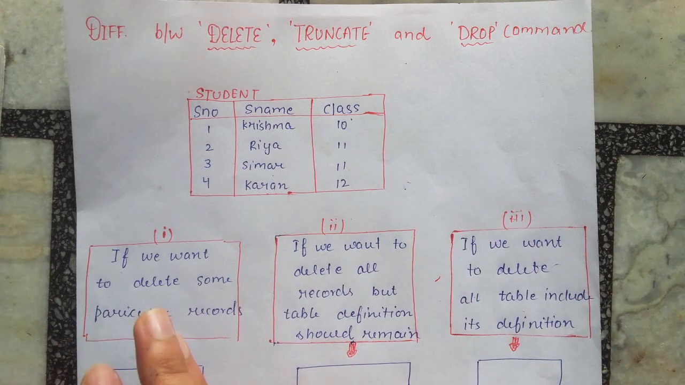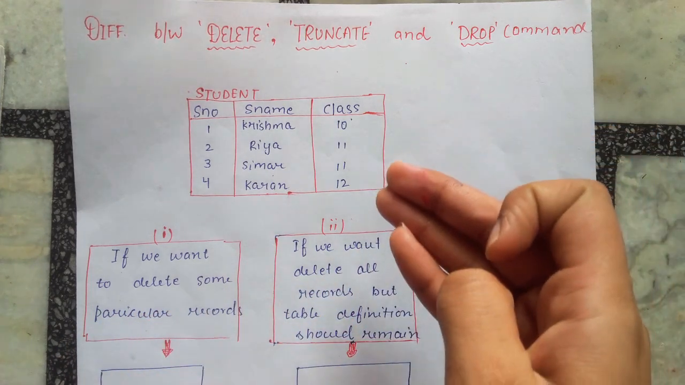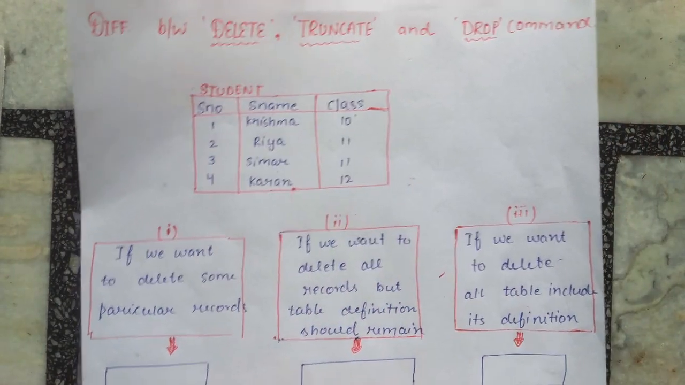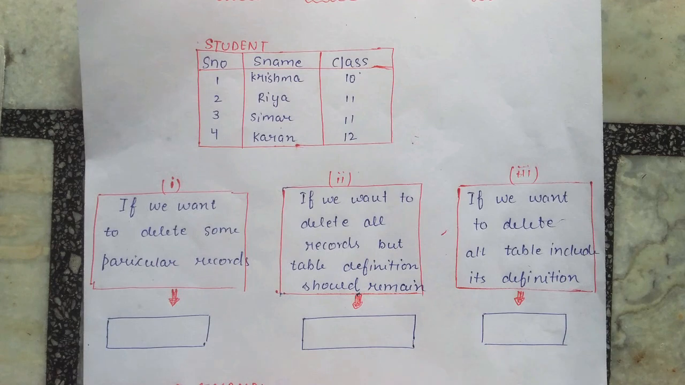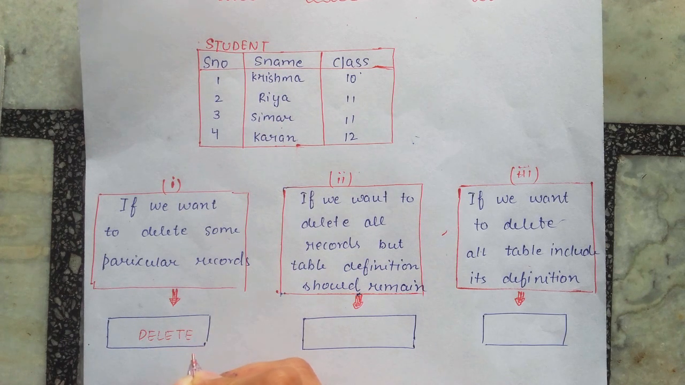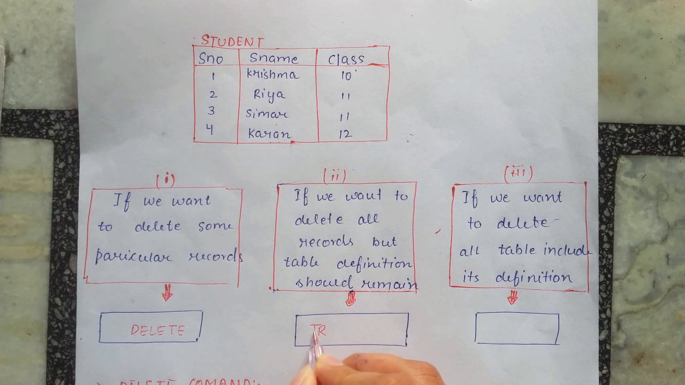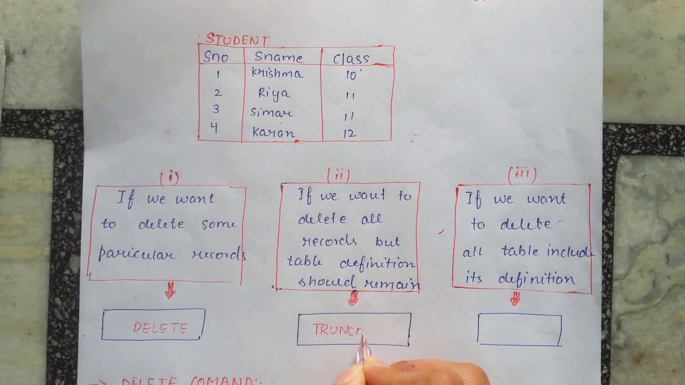If we want to delete some particular records, if we want to delete all the records, or if we want to delete the entire table including its structure, on the basis of these three we can use these three commands. If you want to delete some particular records according to some condition, we use the delete command. If we want to delete all the records from the table, but the table definition should remain, that means the structure of the table should remain in the db, we use the truncate command.